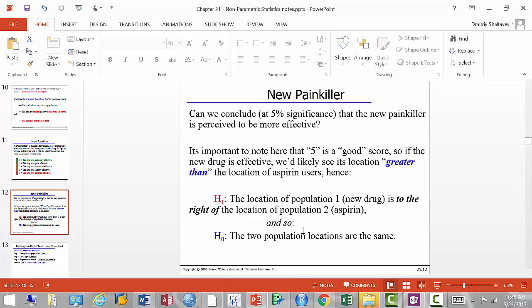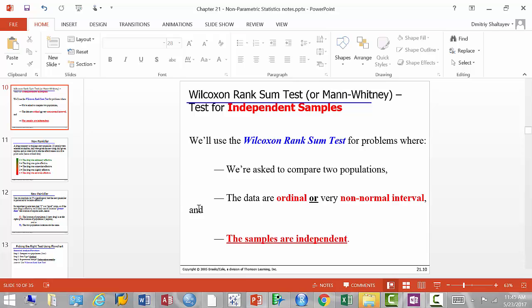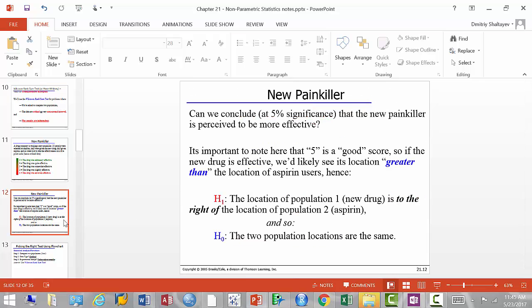How do we express this statement in the formal statistical form? Well, here, right? If the new drug is better, then it will receive more 5s and 4s than aspirin as compared to 1s and 2s, right? So I expect in general the new drug to receive better ratings, right? So therefore, location of the new drug, because 5 is better and 1 is worse, should be shifted to the right compared to the location of the aspirin population.